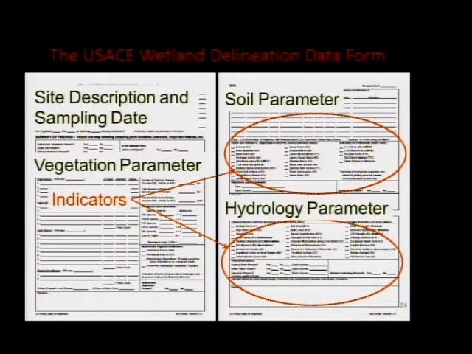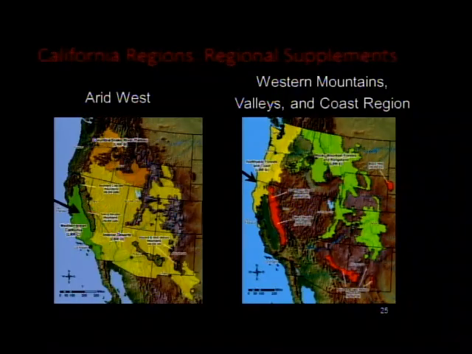Followed by sections dealing with each parameter. Within the soil and hydrology parameters, one can find the checklist for field indicators. In addition to the 1987 manual, the definition of a wetland requires the consideration of different factors depending on soils and climate in different ecological regions. The regional supplements are periodically updated by the Army Corps to reflect nuances specific to each region.